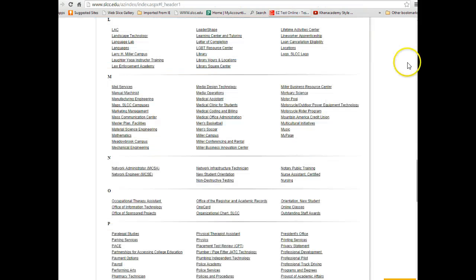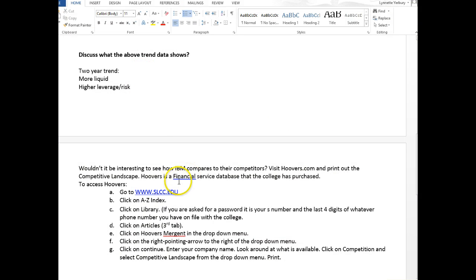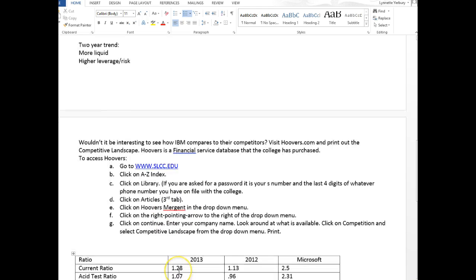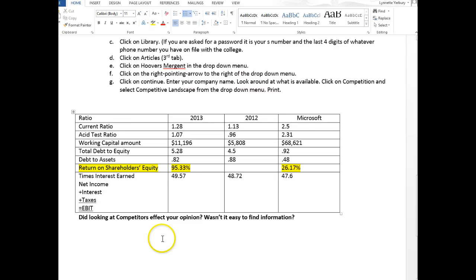So in roughly 2 minutes, I was able to get to all kinds of information about IBM. And these were the instructions I followed. I'll send this file to you so you can have that. And let's see how IBM compares to Microsoft.